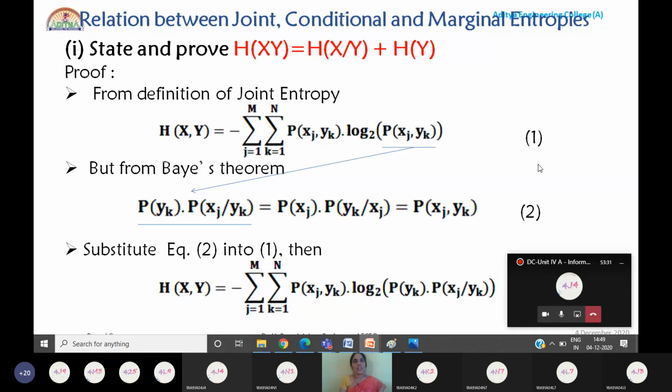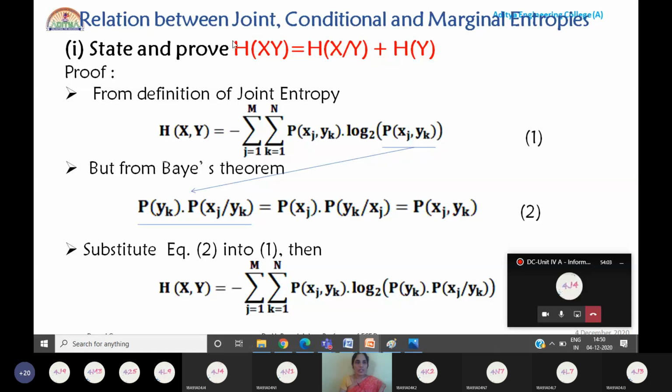Okay, so in the next slide you can see the proof of the first relation, that is h of xy is h of x by y plus h of y. Already I told you that h of xy, you can also represent it as h of x comma y, both are the same. Sometimes you can represent it with a comma or there is no need of representing the comma, both represent the same.